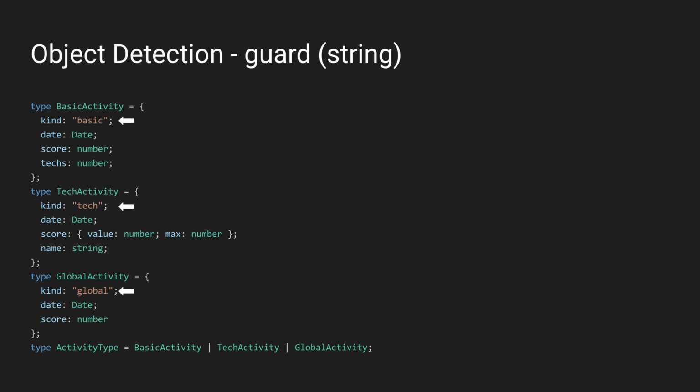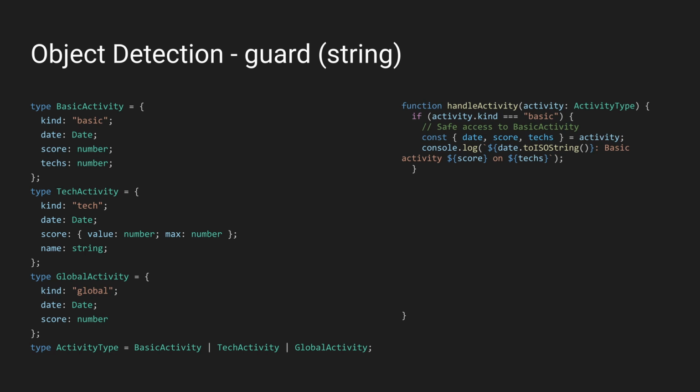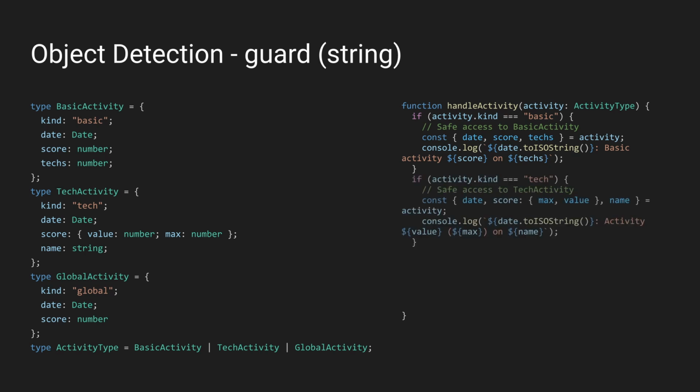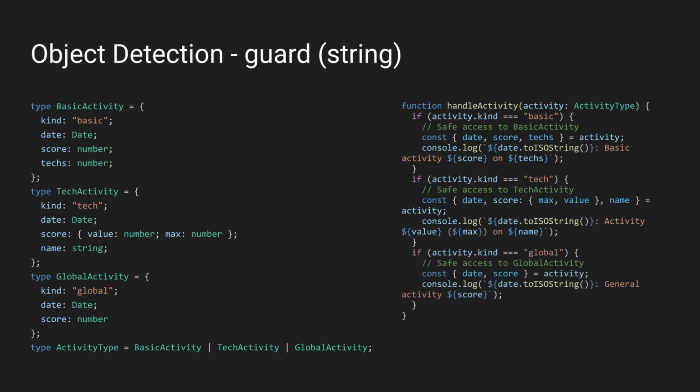In the first example, we are using string guards inside the kind key. This key is specific to each of the types, so after checking its value, TypeScript will know which type we are dealing with. For instance, when we check for the kind to be basic, we can access the date, score, and text keys. The same applies to checks for tech and global guard values.